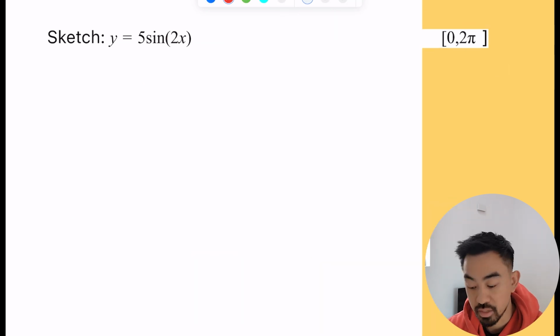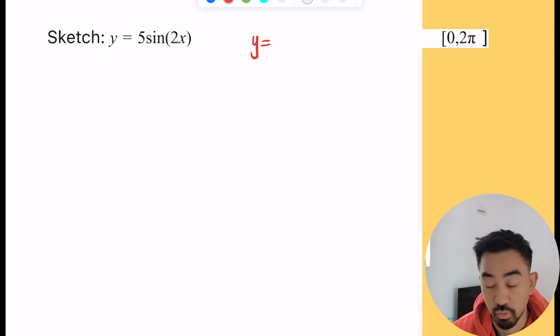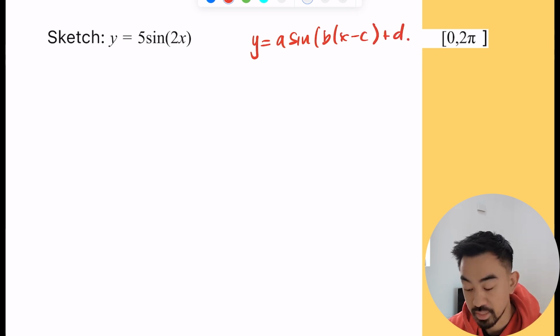All right, here's the next example. y is equal to 5 sine 2x. So you'll get used to writing this out, but this is the general form as we said before. Okay, so that's it there.